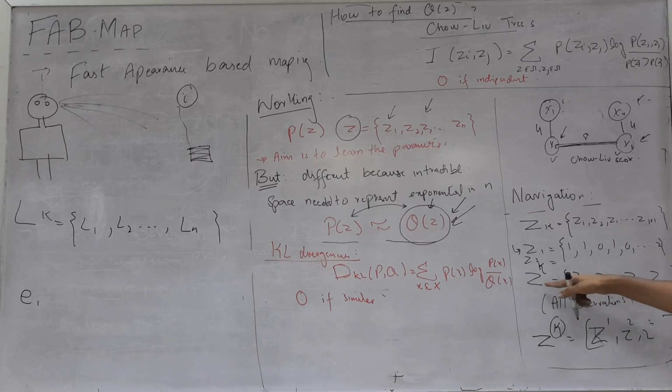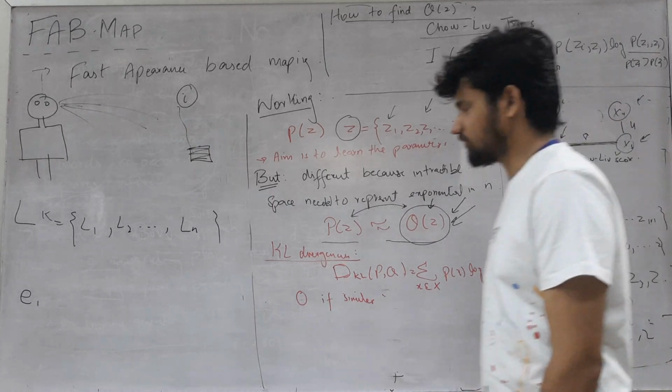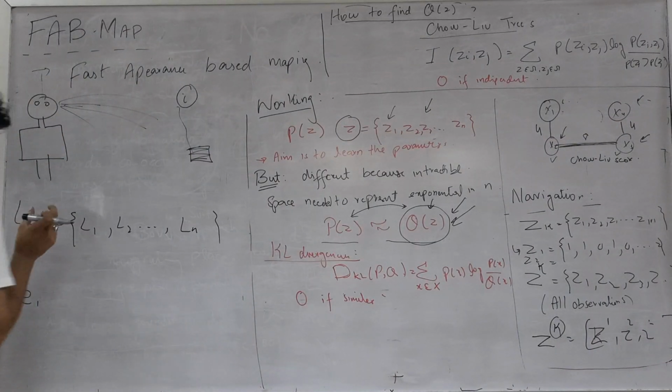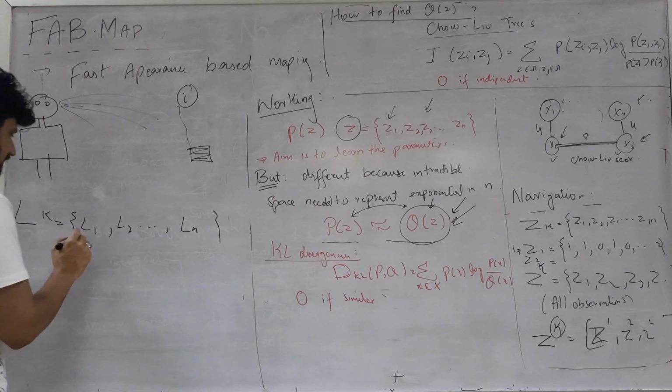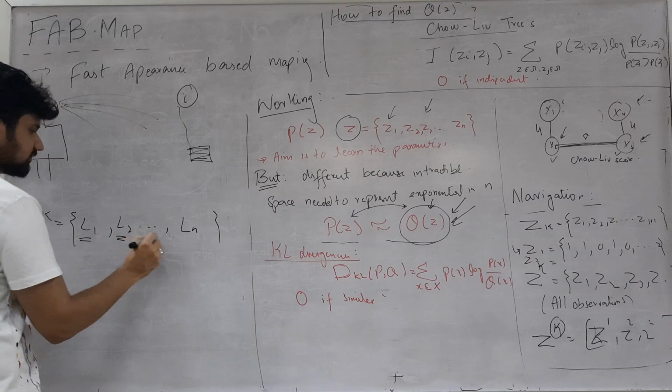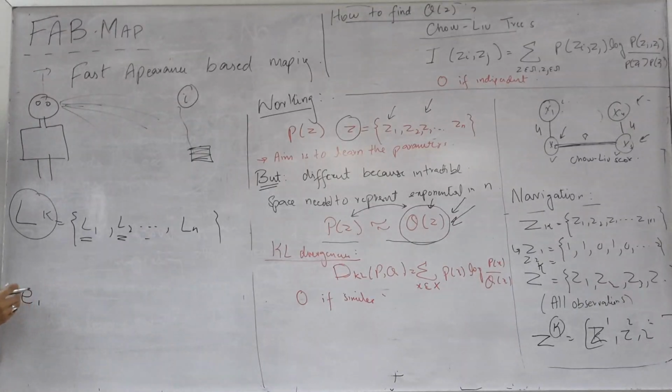It will be like this: z^k is equal to z1 plus z2. This type of k information is stored in the form of z^k. Now this is the information. Second, how it is constructing the map. It is constructing the map like this: location 1, location 2, location 3, and L^k is the set of all locations.